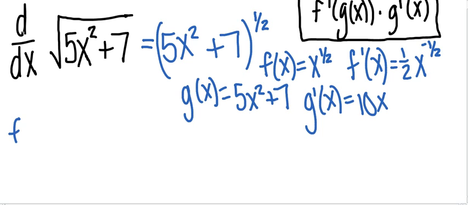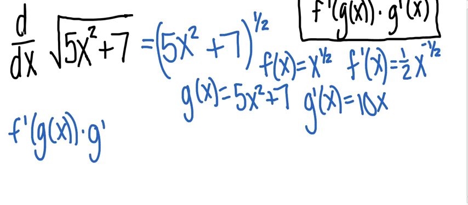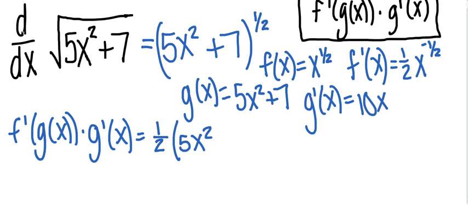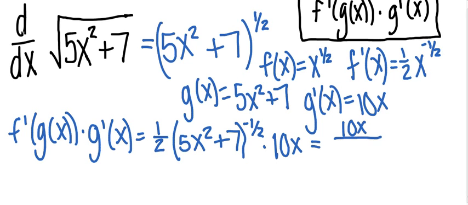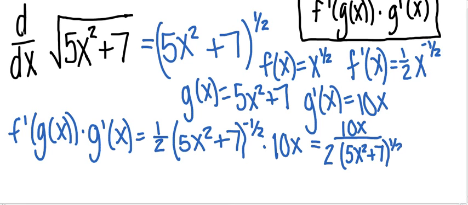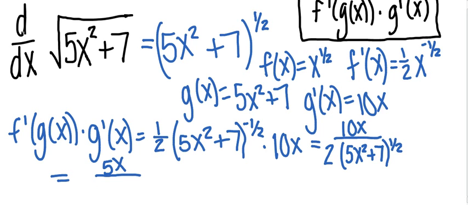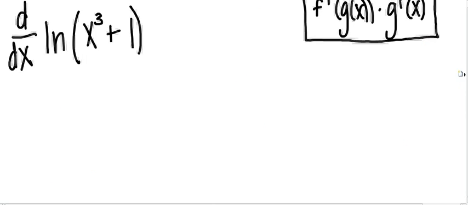F prime of g of x times g prime of x equals 1/2 times 5x squared plus 7 to the negative 1/2 times 10x. This simplifies to 10x over 2 times 5x squared plus 7 to the 1/2, which simplifies to 5x over the square root of 5x squared plus 7. Let's do another example. We'll take the derivative of the natural log of x cubed plus 1.